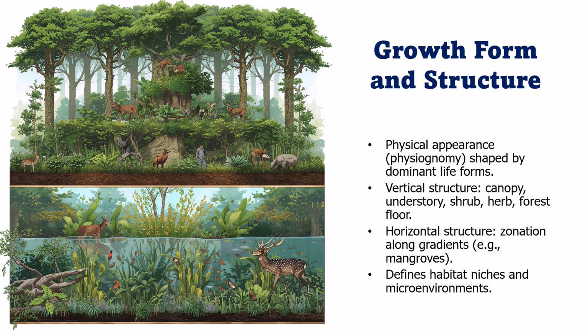This structural arrangement reduces competition by providing different ecological niches. It is also influenced by the distribution of animal species. Each layer or zone supports specialized organisms adapted to these microhabitats.